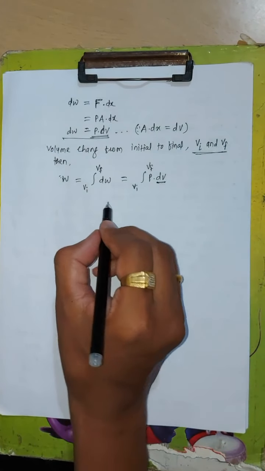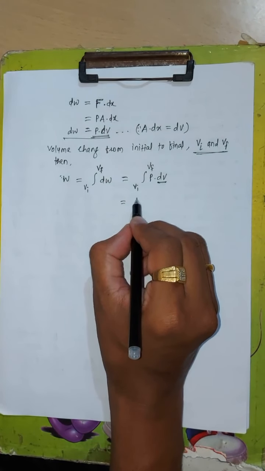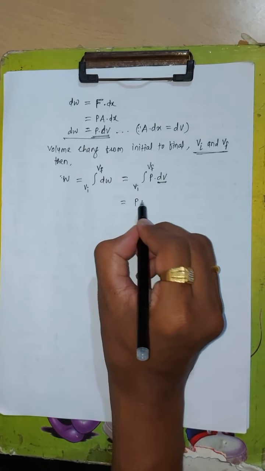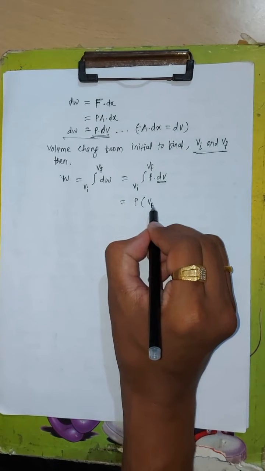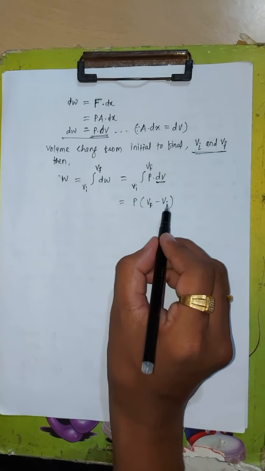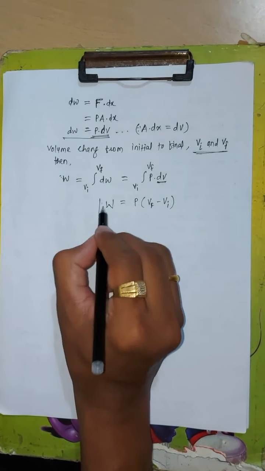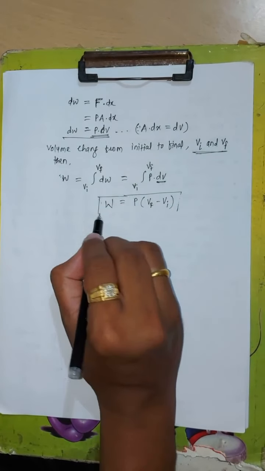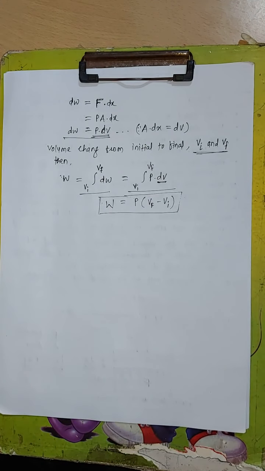So we can say that volume changes from final position to initial position. After putting that value of integration, we should get that particular equation as P into Vf minus Vi. This is the final volume minus initial volume, which is nothing but your change in volume. So the final work done is given by this formula, this formula, and this formula also. So this is the change in volume in that particular case.